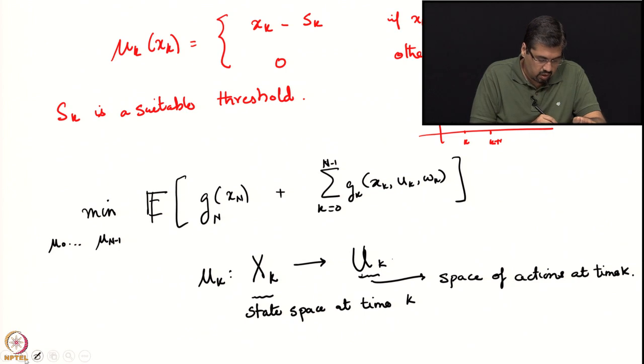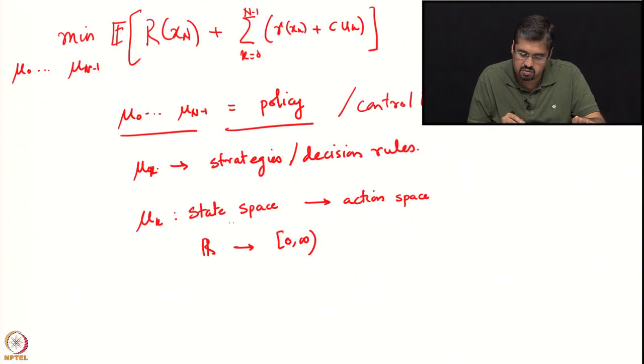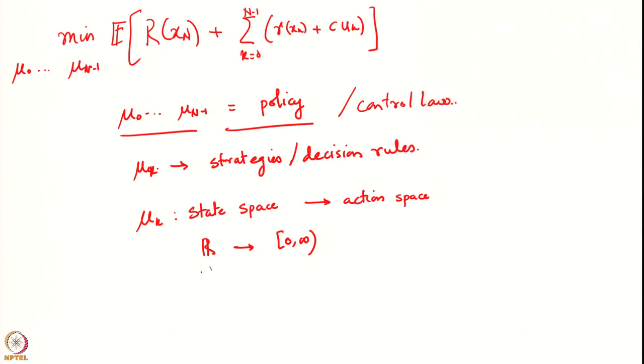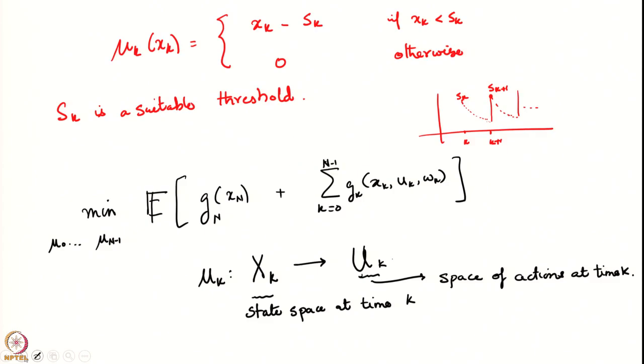Now, one example of this we had already seen. We saw that the state space in the inventory control problem was that the state could be any real number. So the state space was R, and the actions we were only allowing non-negative actions. So capital U k, therefore, was the non-negative real line. Now there are also problems in which the action that you can take can be constrained by what state you are actually in.